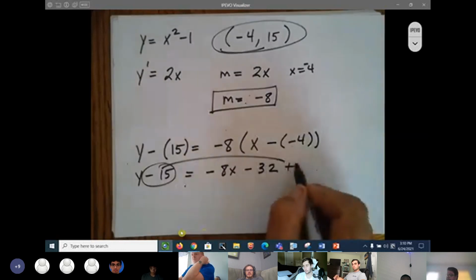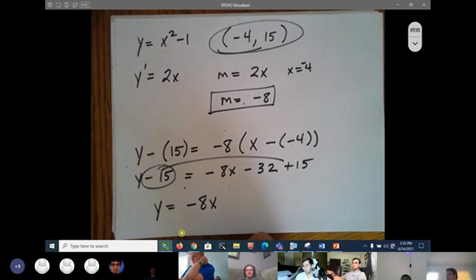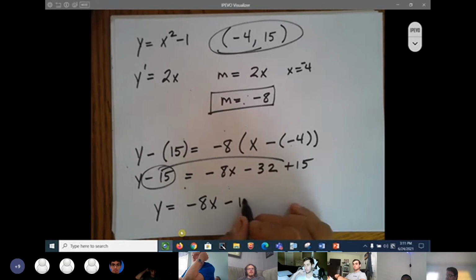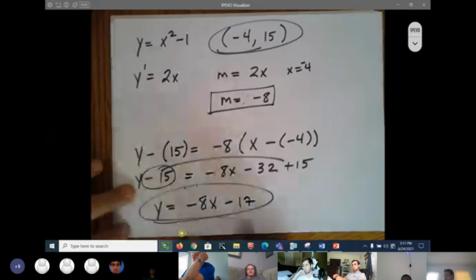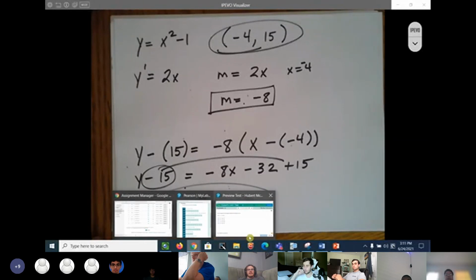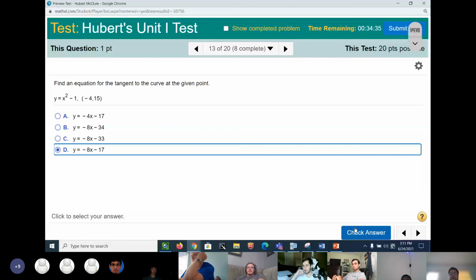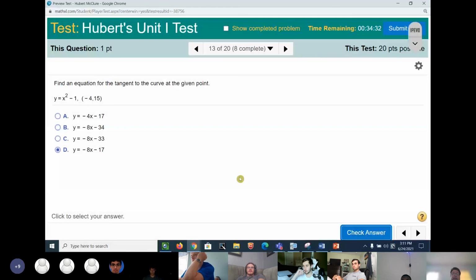Add the 15, and y is equal to -8x, and I have no earthly idea, what is it, -17? Yes. -8x minus 17. And this is the second test I've done, so maybe it has something to do with just doing problems over and over and over. -8x minus 17. Next question.